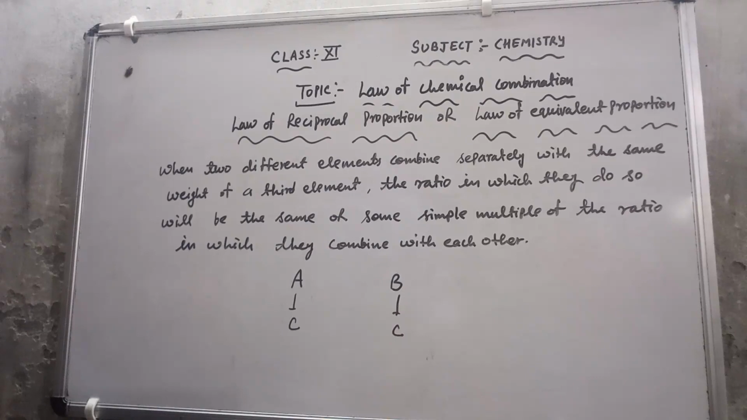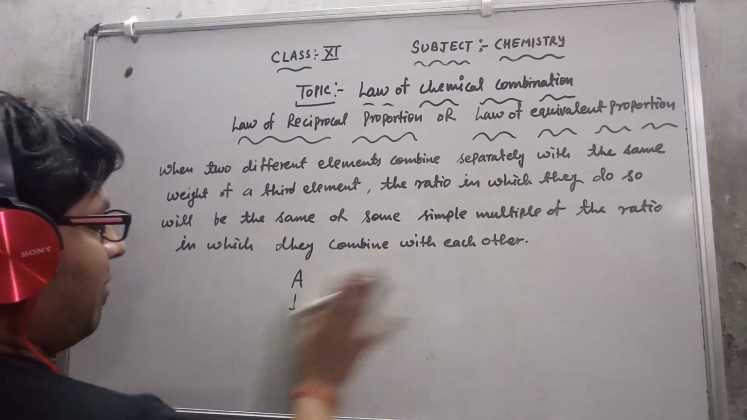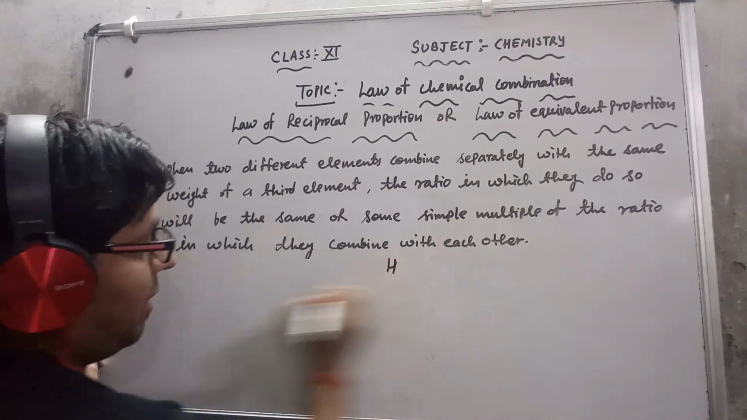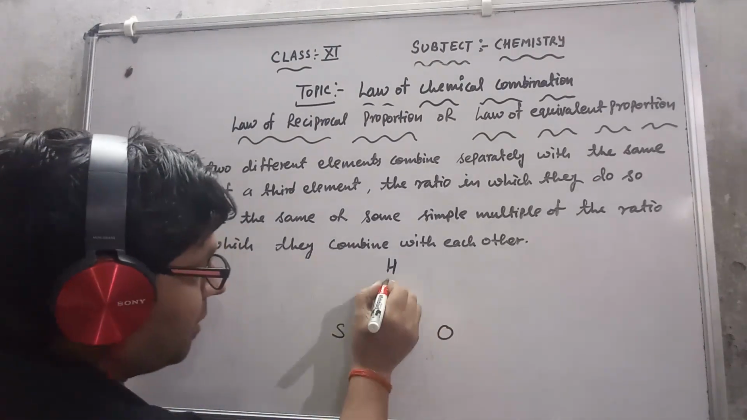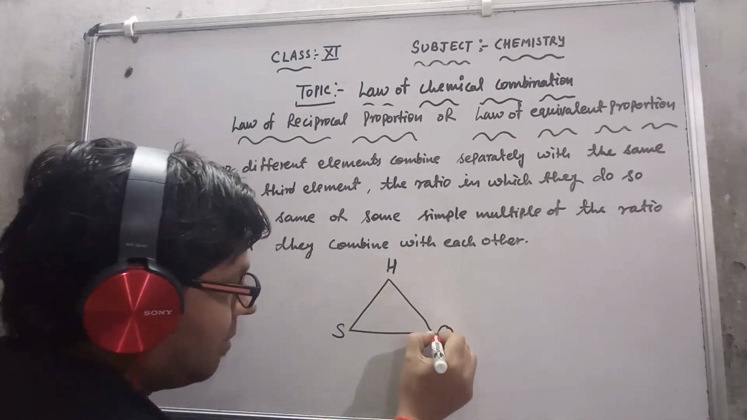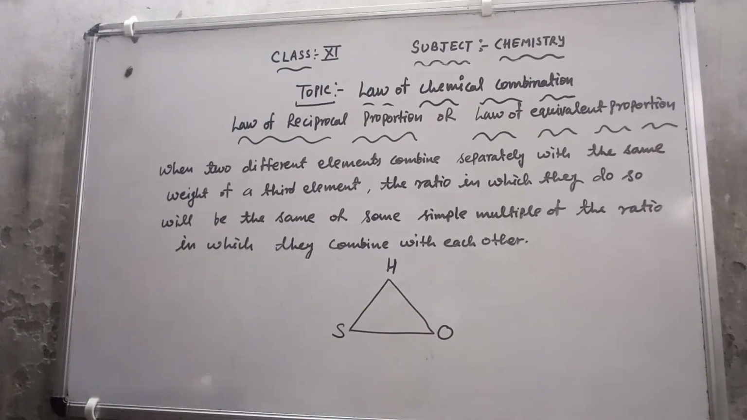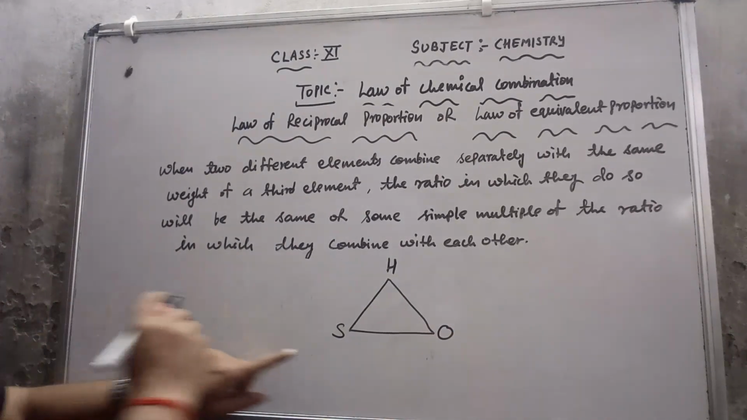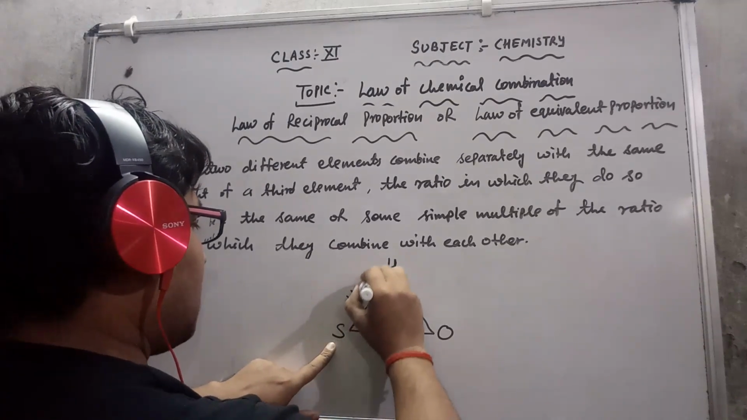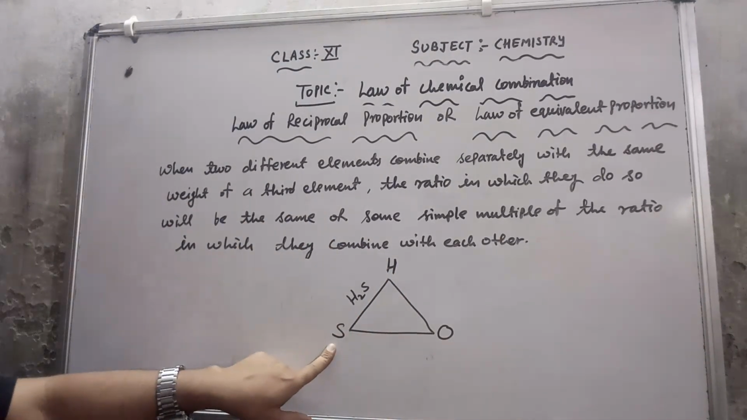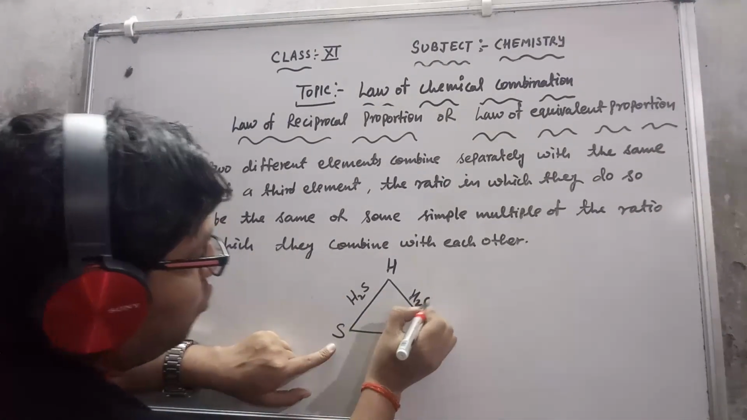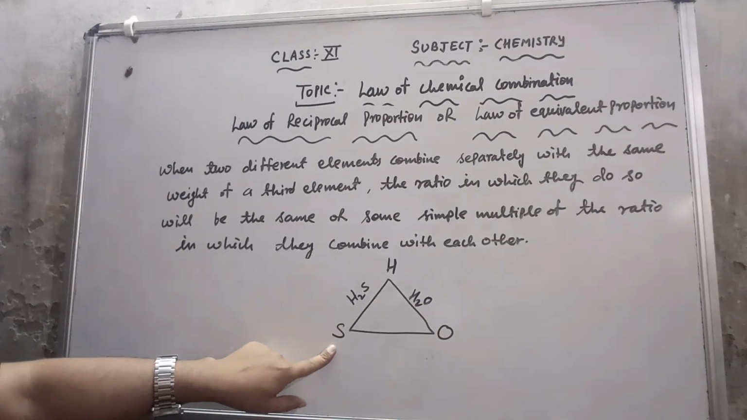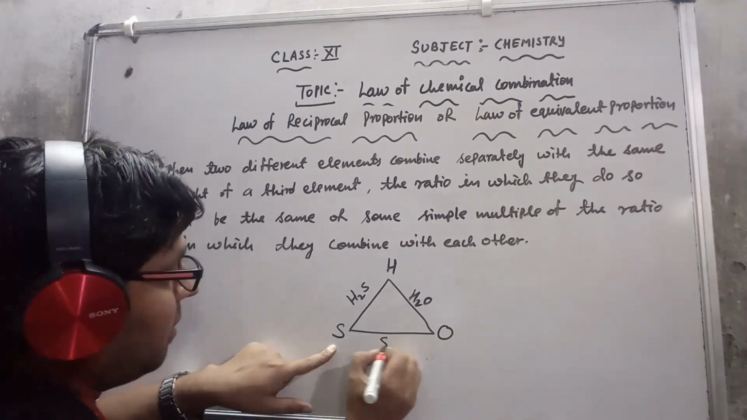I am discussing an example, suppose I have three elements: hydrogen, sulfur, and oxygen. They are going to combine with each other separately. When hydrogen and sulfur combine, they give us H2S, hydrogen sulfide. When hydrogen and oxygen combine, they give us the water molecule, H2O. When sulfur and oxygen combine, they give us sulfur dioxide.